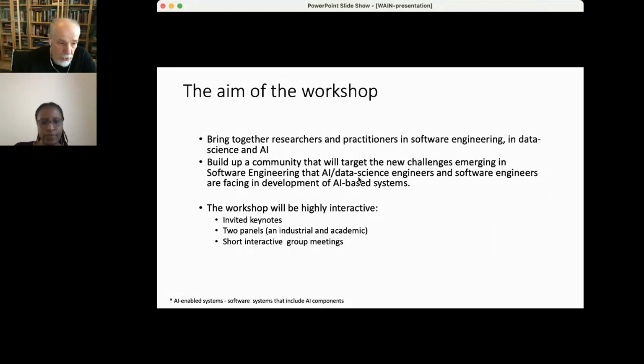The idea with the workshop is to be highly interactive, consisting of different parts. So we will have invited keynotes. We will have 2 panels, one industrial and one academic. We will have presentations of the papers, and we will also have short interactive group meetings. So let me say a few words about each of those.